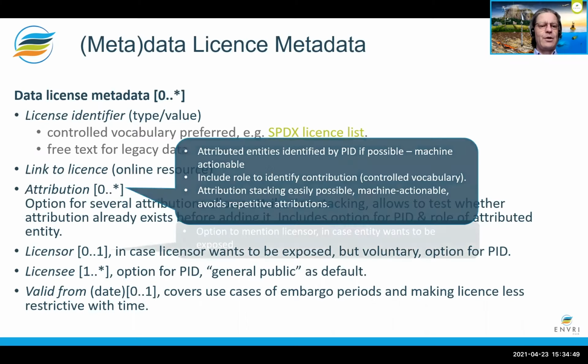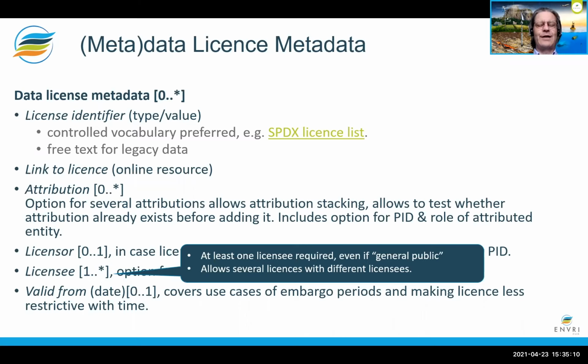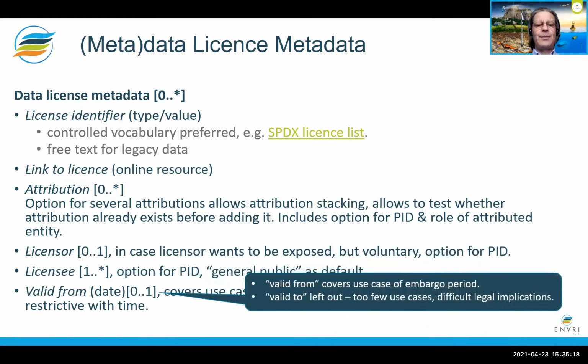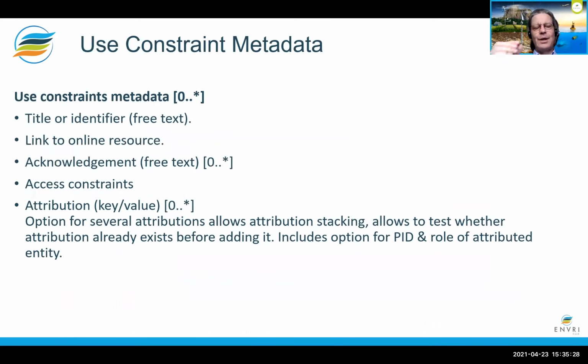And quite importantly, also the licensee, in case you not only want to address the general public, but you want to restrict the license to an entity, you should also be able to identify this entity. And last not least, also a valid from date, and that covers the use case of an embargo period. So a date from which the license becomes active. The items on use constraint data are a little bit more limited. They're more generic. You're supposed to have a title, link to the resource, acknowledgement, but also here we included the option of machine actionable attribution, because that's so important for our RIs to be visible, to make visible that the data is being used.